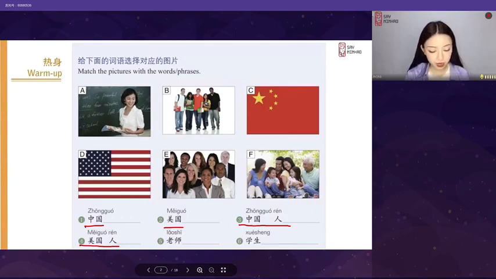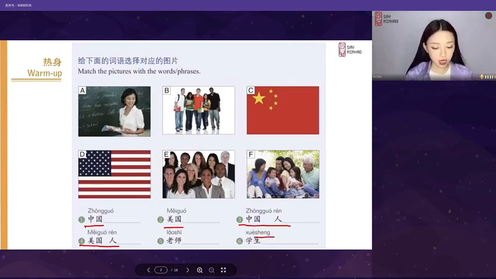Okay, next one is 老师, a third tone and a first tone. 老师, read after me, please. 老师. This one means teacher. So I am your 老师 now. Okay, 老师, teacher.